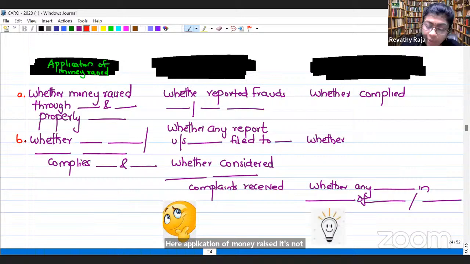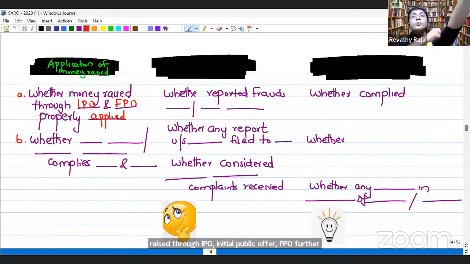Okay, you remember IPO, FPO? Where the money raised through IPO, initial public offer, or FPO, further public offer, has been properly applied. Whenever they go for IPO, FPO, there will be a prospectus, etc. Whether they have used it for the said purpose.